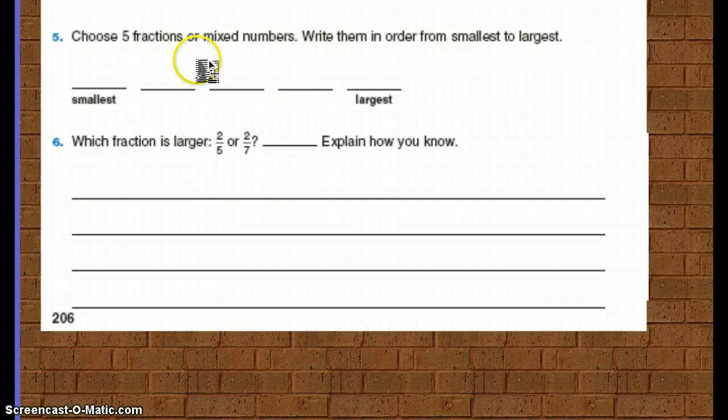You need to choose 5 fractions or mixed numbers and write them in order from smallest to largest. You may make them up, just make sure smallest is first. And then, what fraction is larger? 2/5, or 2 out of 5, or 2/7, 2 out of 7. If you struggle with not knowing for sure what you should be putting, go back and look at some of the ones that we've already previously done and explained.